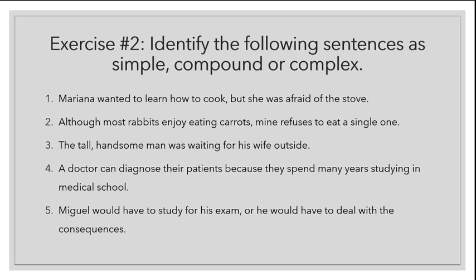I want you to identify the following sentences as simple, compound, or complex. There's only 5 sentences. Read each of them and tell me if they are simple, or they have one independent clause. Compound, which is 2 independent clauses joined together by a coordinating conjunction. Or complex sentence, which is one dependent and one independent clause joined together by a subordinating conjunction. Okay, remember you can pause the video here so you can write your answer.